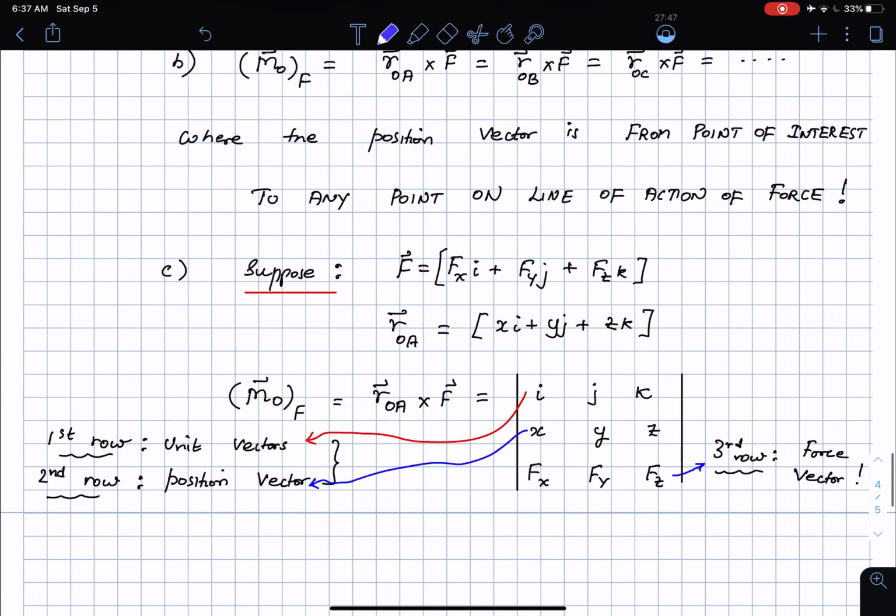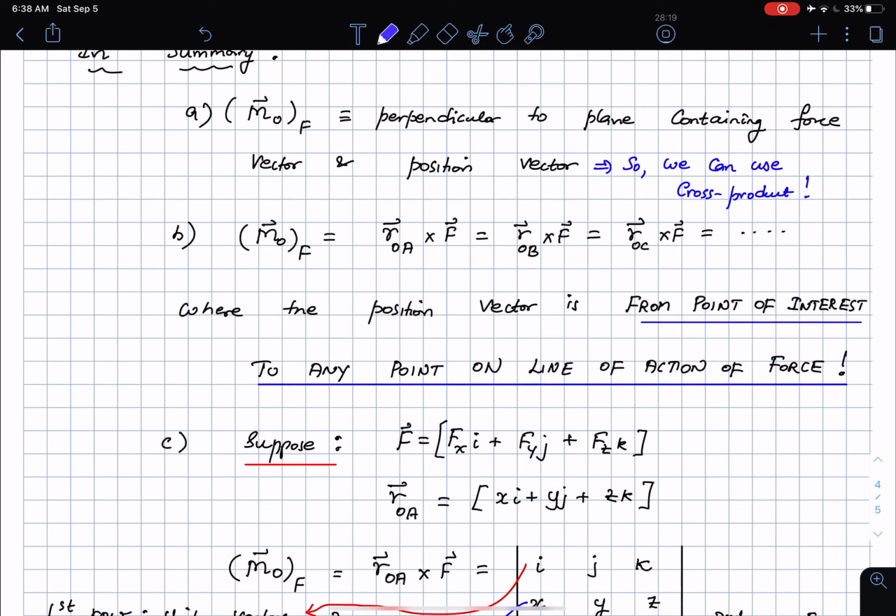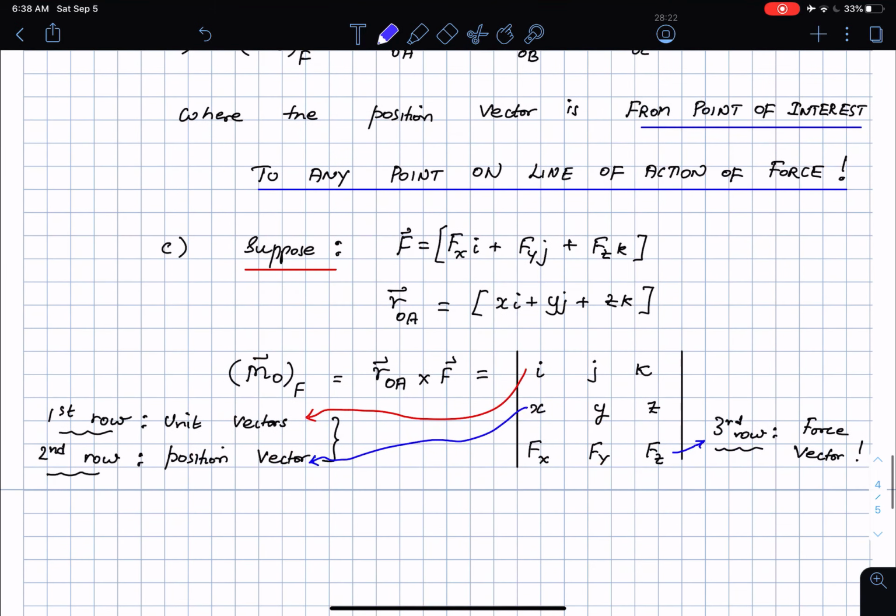Alright, so that is the basic summary. Moment is perpendicular to the plane containing the position vector and the force vector, so we can make use of the cross product. And when you do the cross product, it's always R cross F. It is never F cross R. And how do you choose the position vector R? It is from the point of interest to any point on the line of action of the force, which we just proved. And suppose these are the force components, then how do I compute the actual moment vector itself? By making use of the idea of determinants.